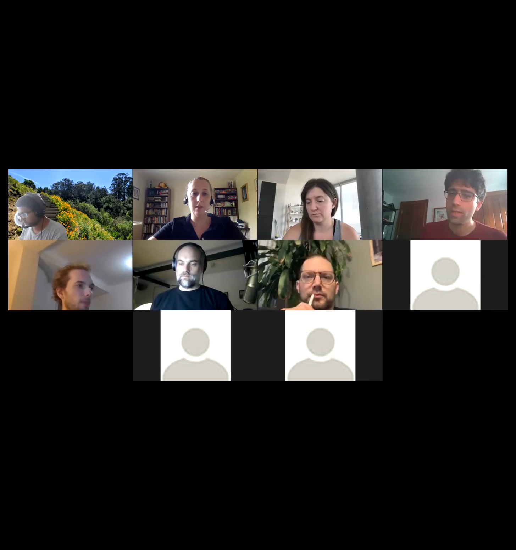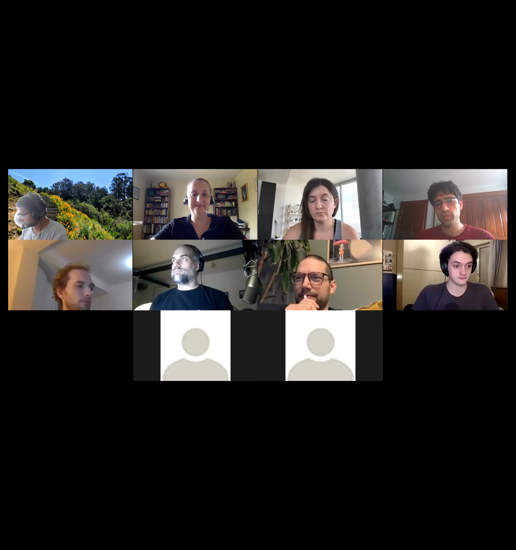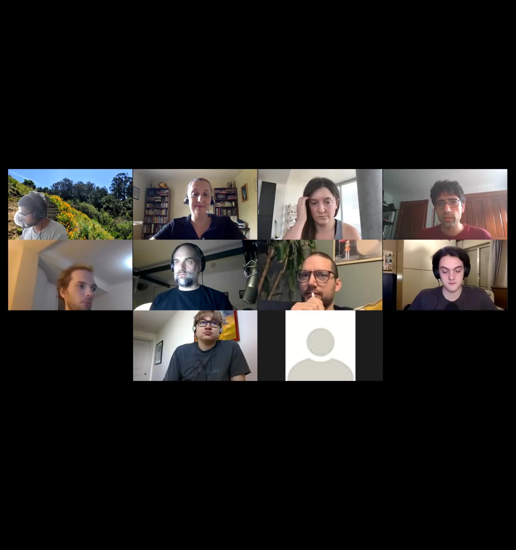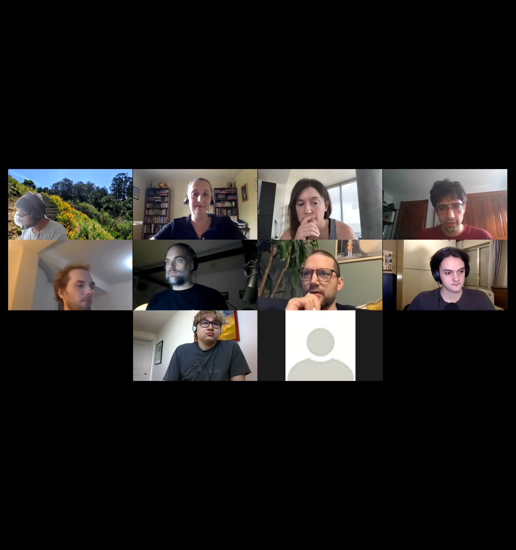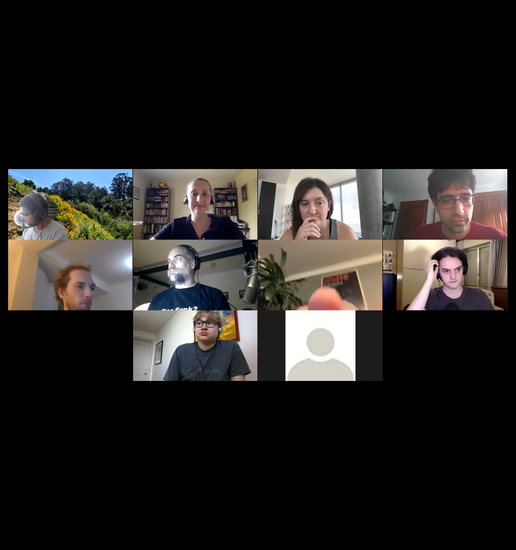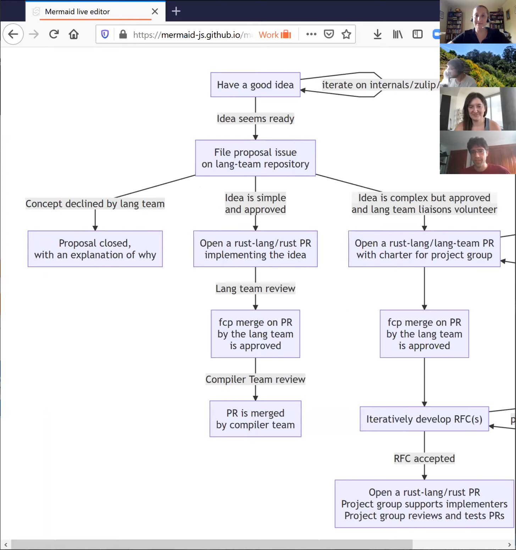I opened an RFC yesterday, which proposes this sort of flowchart for Lang team contributions. The idea being that you start out by filing an issue with your motivation and your high level, some details, but not too many, of what you plan to do.